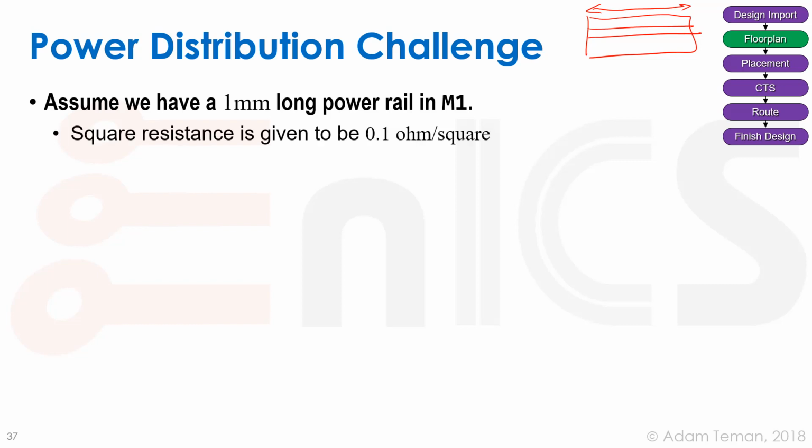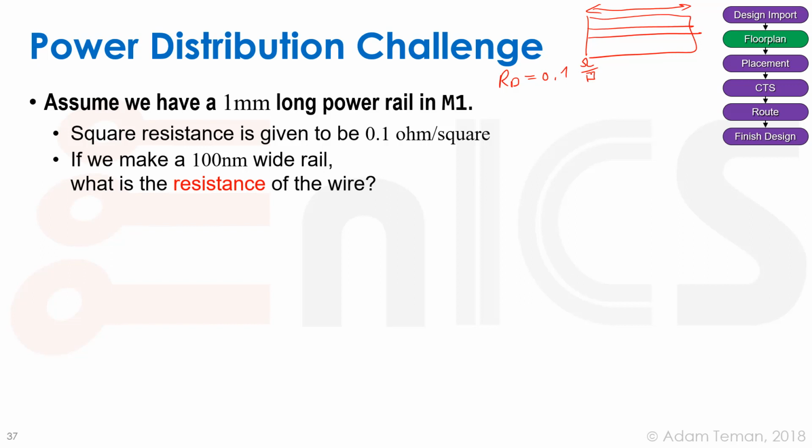Okay, we're given a square resistance, R square, equals a typical value of 0.1 ohm per square. Right, so that's our R square. If we make a 100 nanometer wide rail, and let's say we're in like a 28 or a 40 nanometer process, that's a pretty wide wire, even I would say. So it's not a minimum size wire. What's the resistance of the wire?